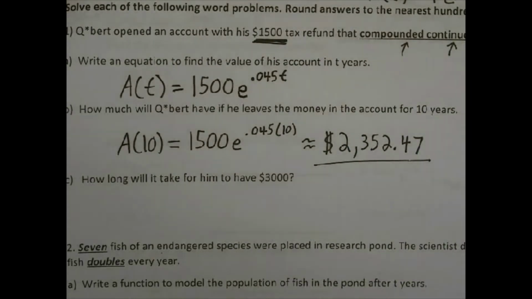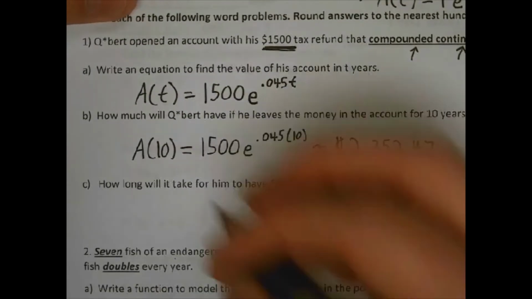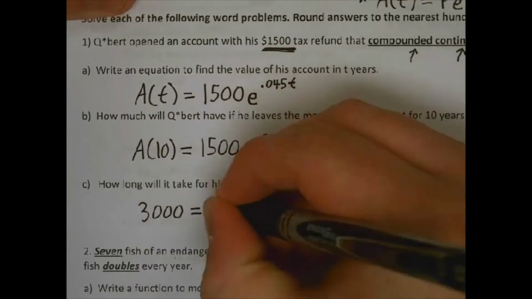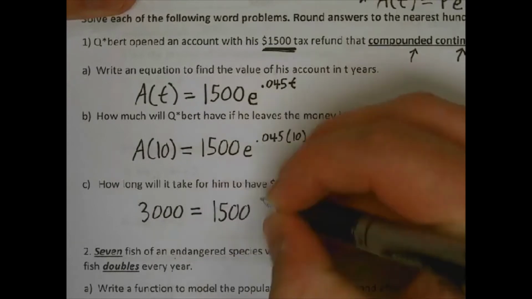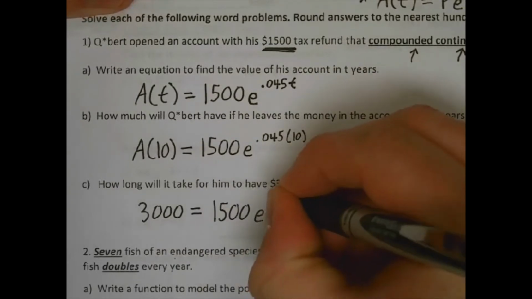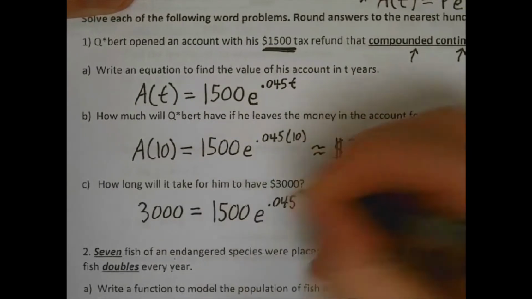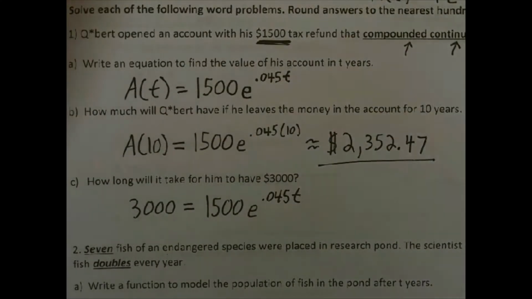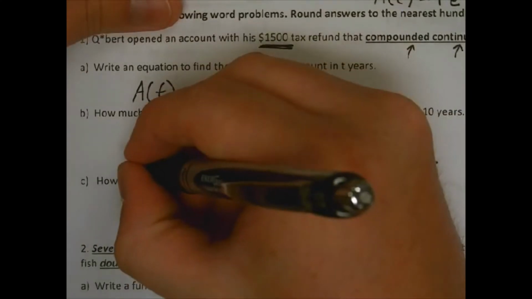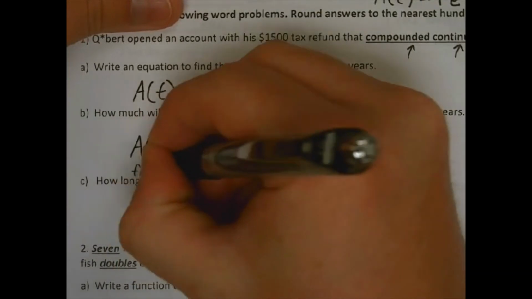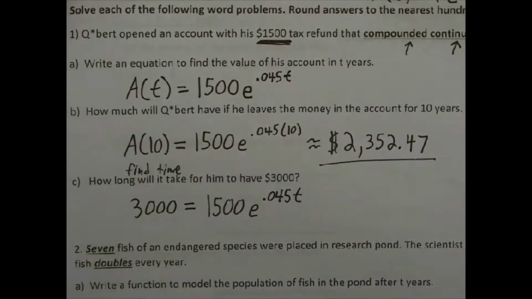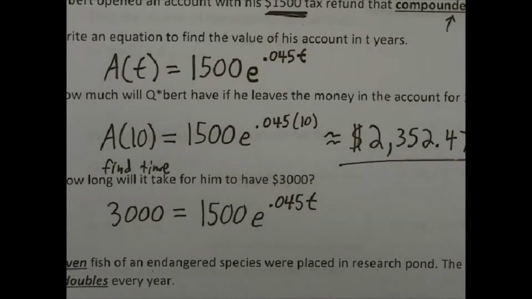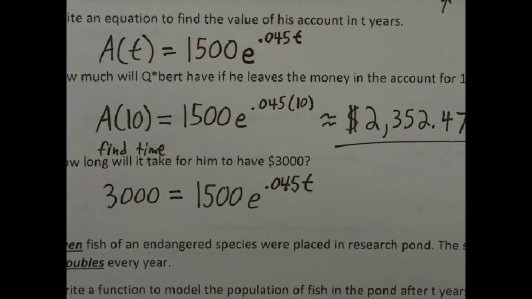Okay? That's how long will it take him to have $3,000? Ready? So that means that my A total is 3,000, and I'm going to put 1500 E to my rate, which is 0.045, and then T. It says how long, so I'm trying to find time. I need to find the time that it takes. So my goal now is to solve this equation.